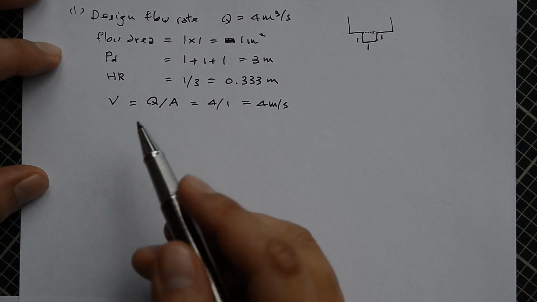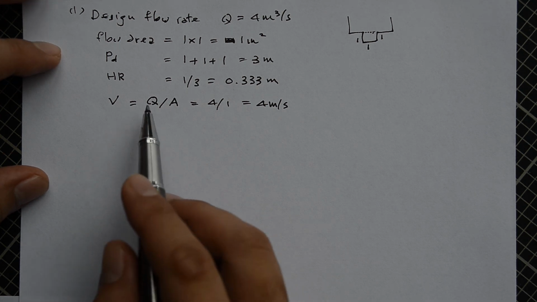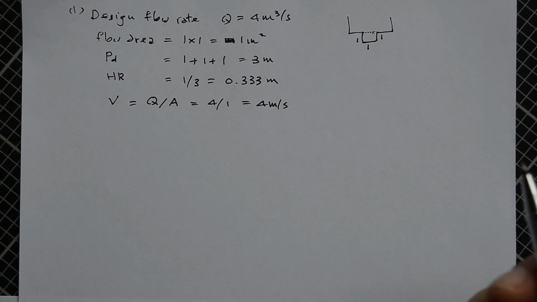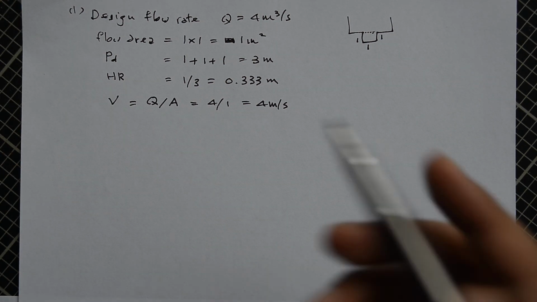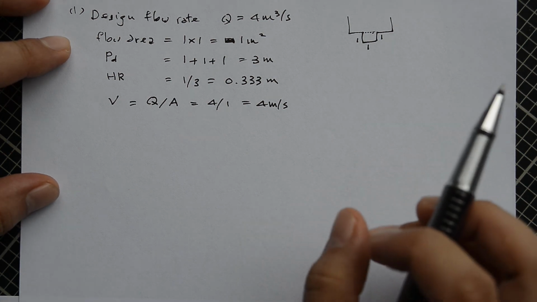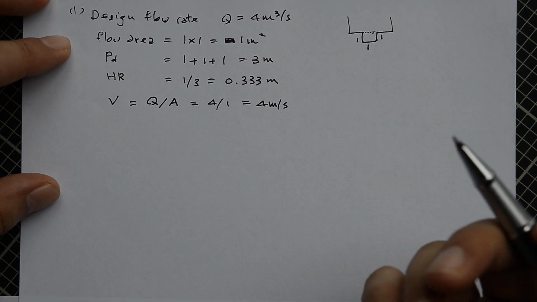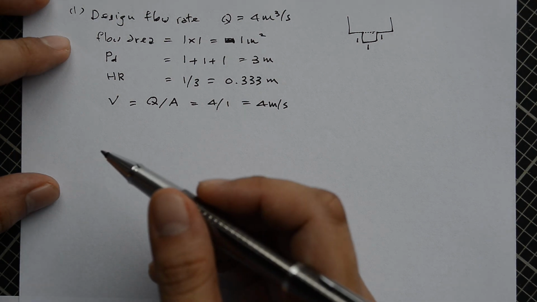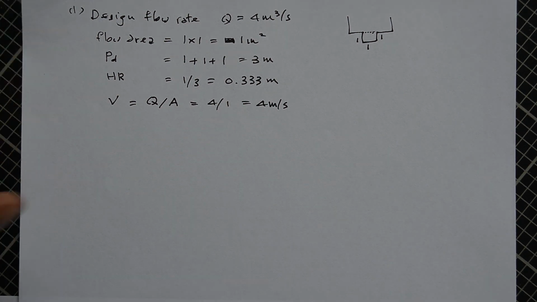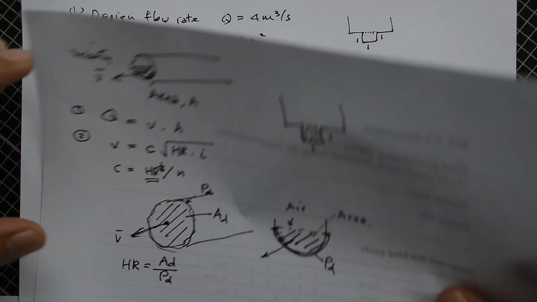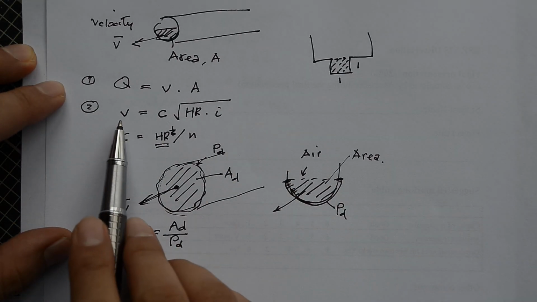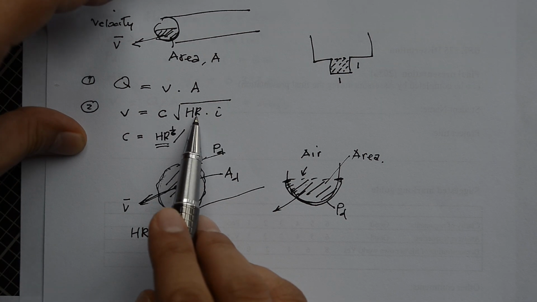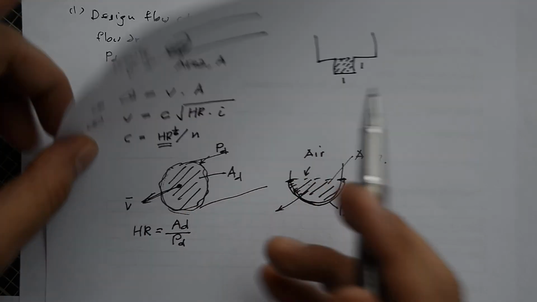Okay, go back to here. We know the velocity and the hydraulic radius. Everything is ready. We now can determine the gradient required so that the flow rate can just fill up this bottom part. Let's recall the Manning formula. This is a quick review: velocity equals the coefficient multiplied by the square root of the hydraulic radius and the inclination.